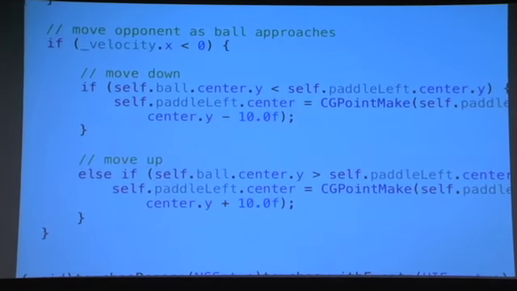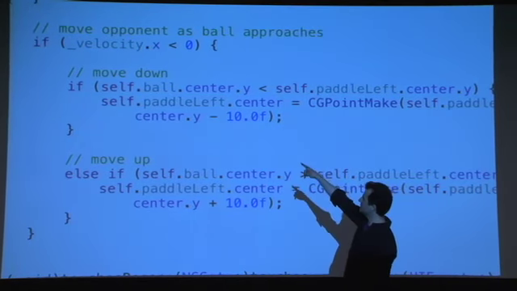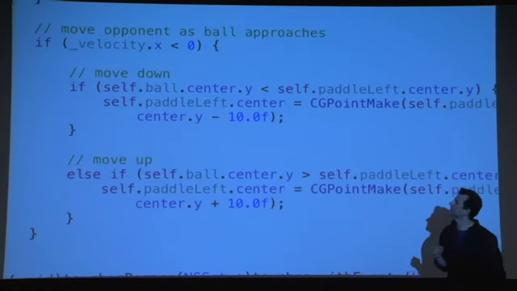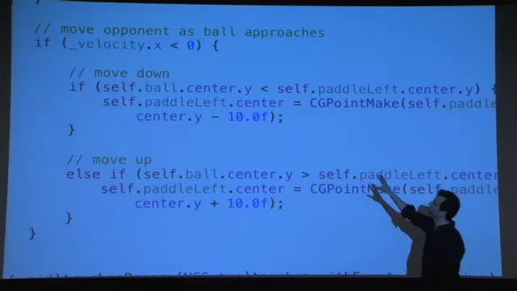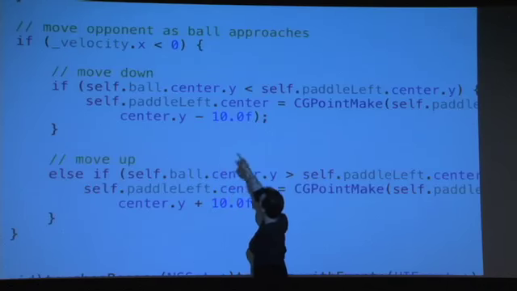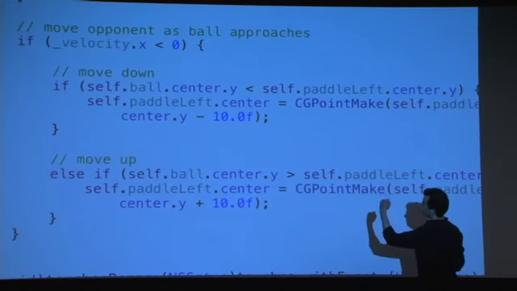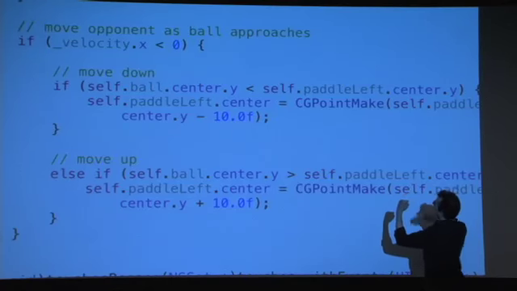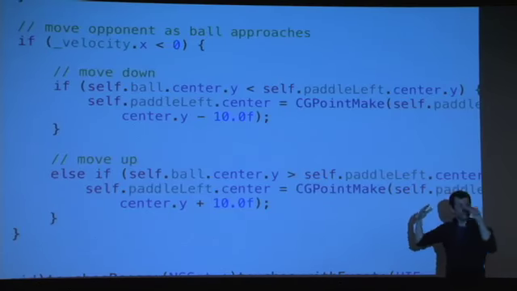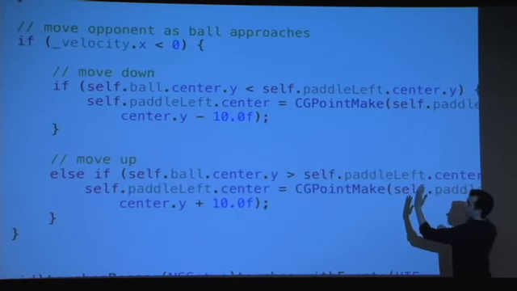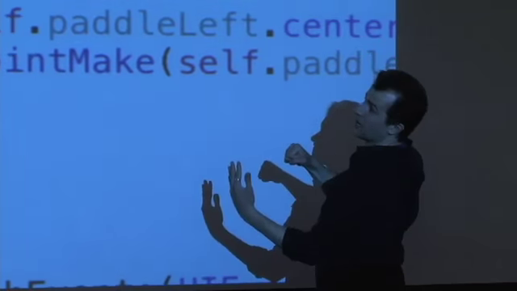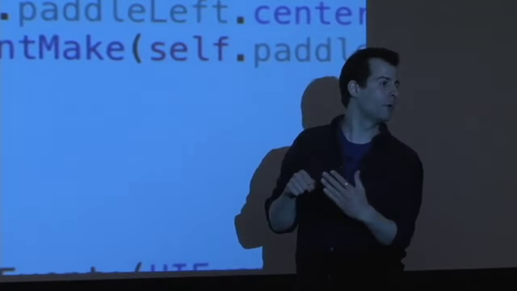So I'm proposing this. If the velocity.x is negative, well, we'll see what that means in a moment. Let's focus just on the easy one. So move down. When should I move down? So if the center of the ball vertically is lower than the self.paddleLeft.center. So if the ball is physically, here's the left paddle. If the ball is down here, what direction should I move the center of the paddle in? Down. And I just arbitrarily chose move it down 10.0 points.